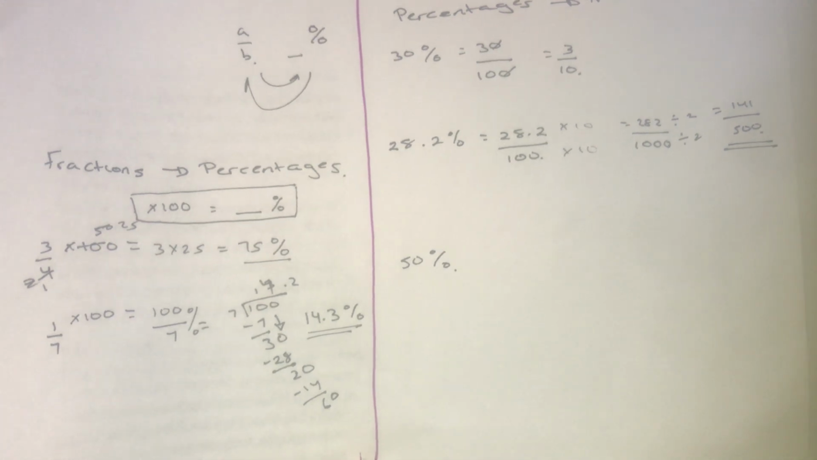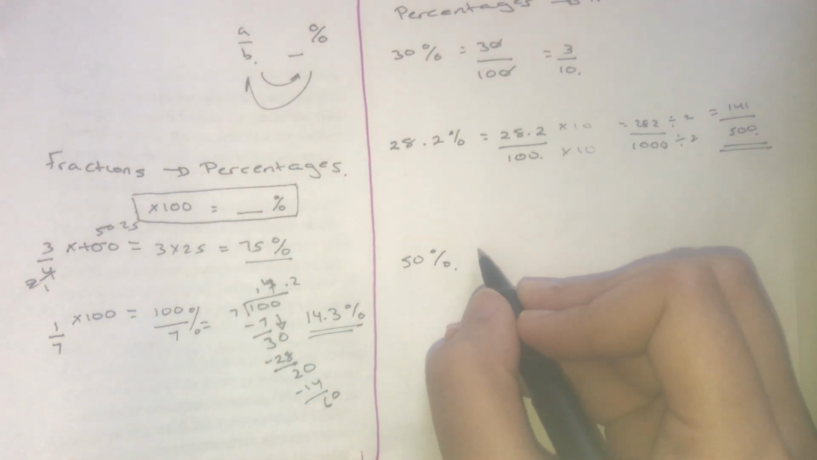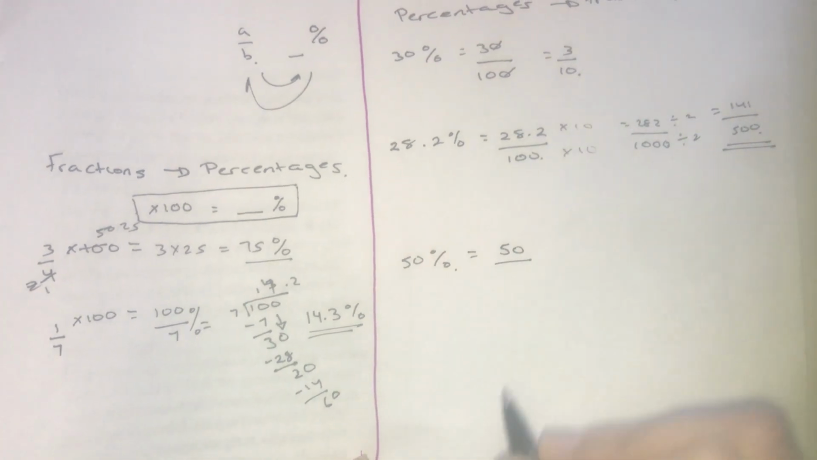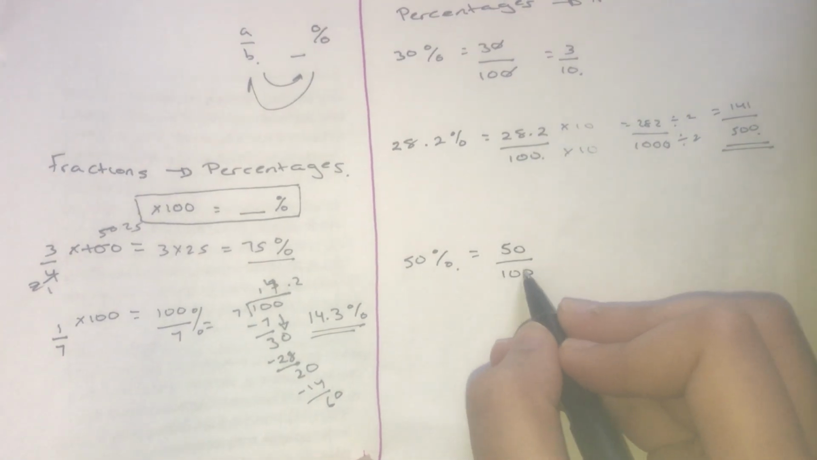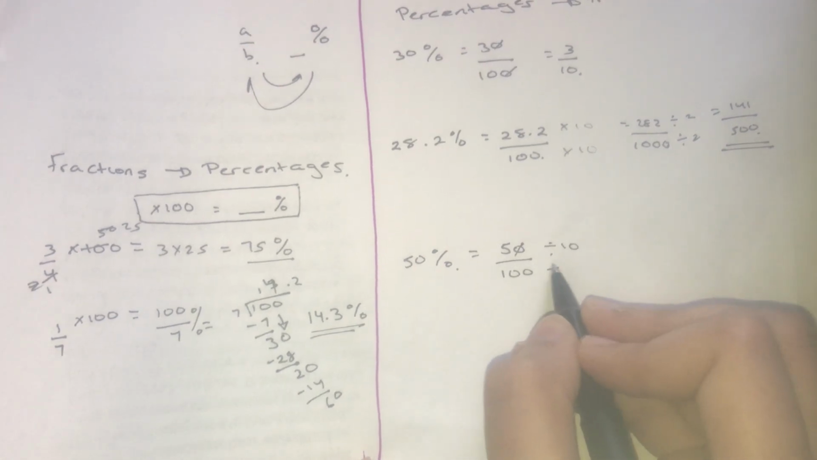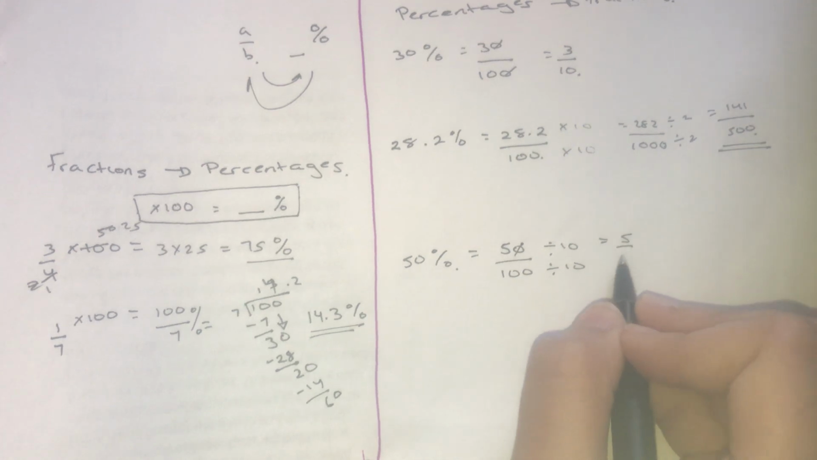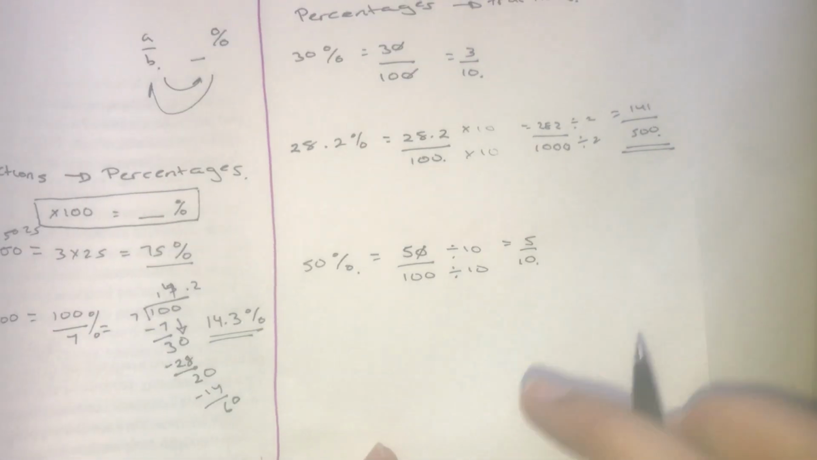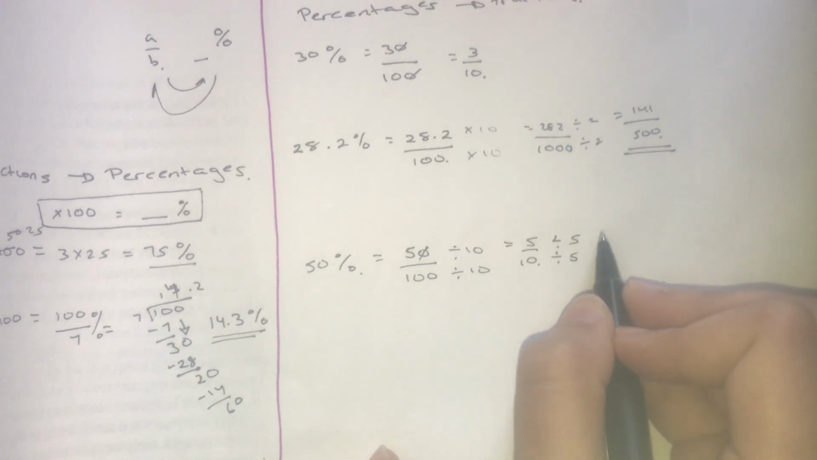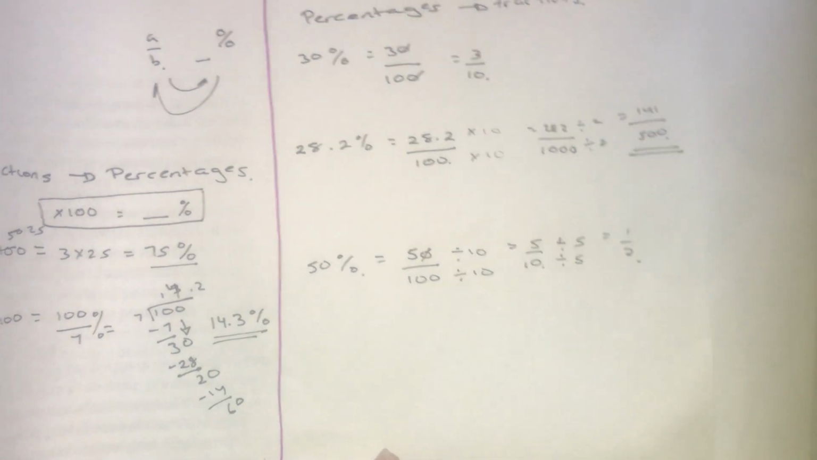Our next example is 50%. For 50%, we remove the percentage sign, divide by 100, and then simplify. You divide by 10 on top and on bottom, you get 5 over 10. Then you divide by 5, you get 1 over 2. I hope you guys know how to simplify.